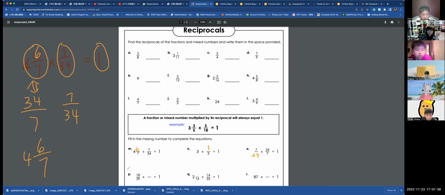Okay, boys and girls, you're going to be doing P, Q, and R. Please do these 3 questions first. Does it have to be the reciprocal?